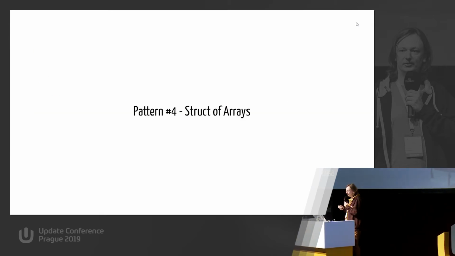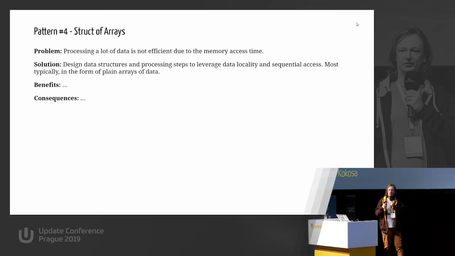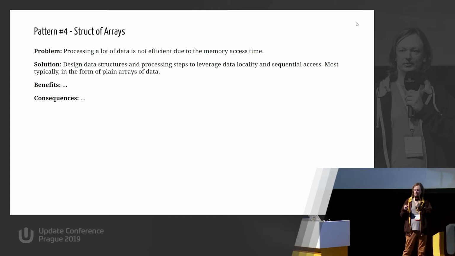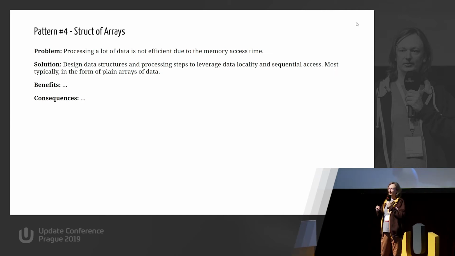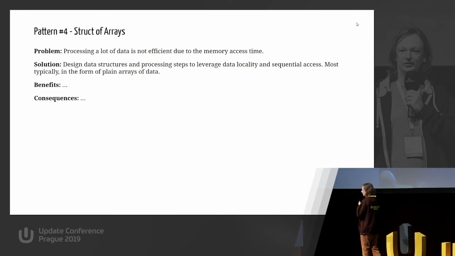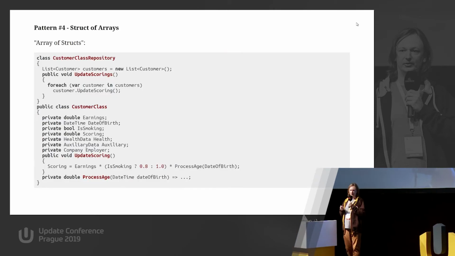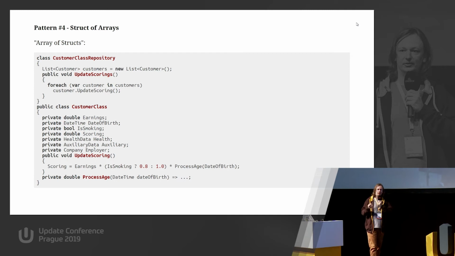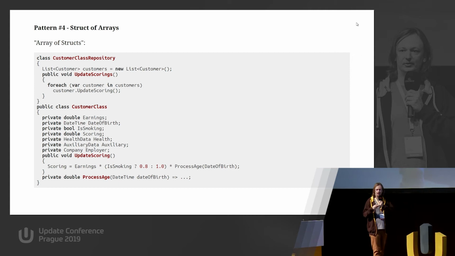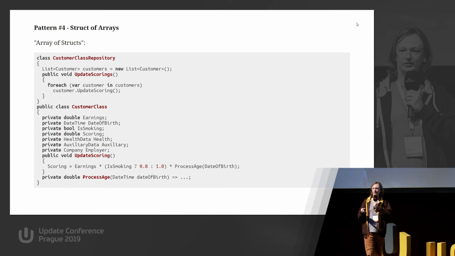The fourth pattern is called struct of arrays, a very popular pattern. When we have a problem, we are designing an algorithm which accesses a lot of data, and the main problem for us is the memory access cost, and we want to take this into consideration in designing our data structure. So the original approach we can call array of structs, although there are no structs. We can say array of classes. It doesn't matter for our case. Originally, it is called array of structs.